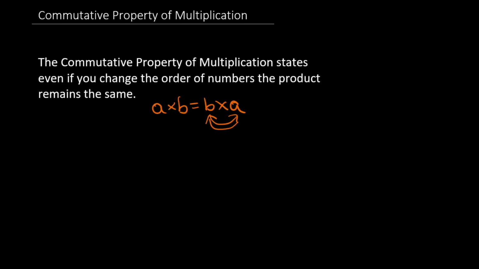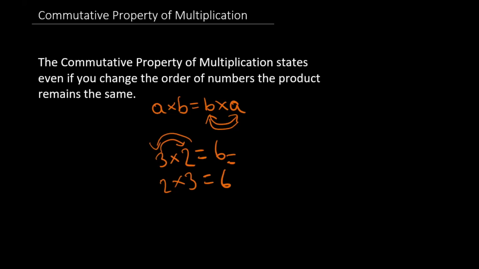Okay, so let's try this with numbers to see if this is actually right. Let's start off with a simple number. 3 times 2. What is 3 times 2? Well, that is 6. Now let's switch around. 2 times 3. What is 2 times 3? Well, that is 6 too. So even if we switch the numbers around, the product stays the same. The answer doesn't change at all.